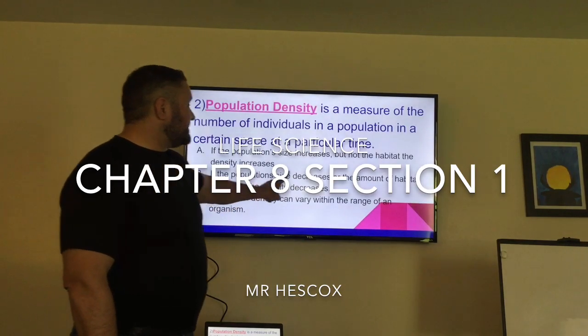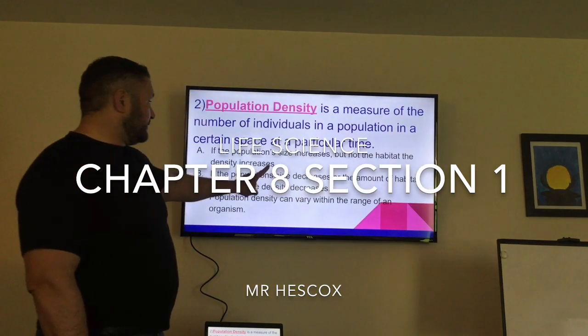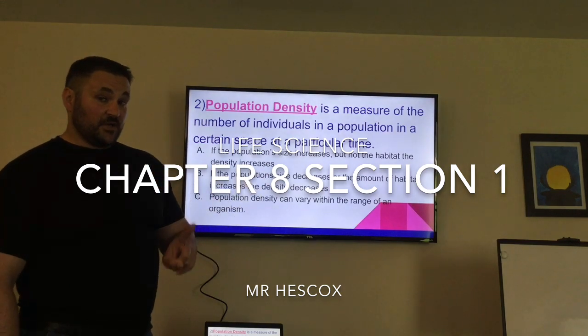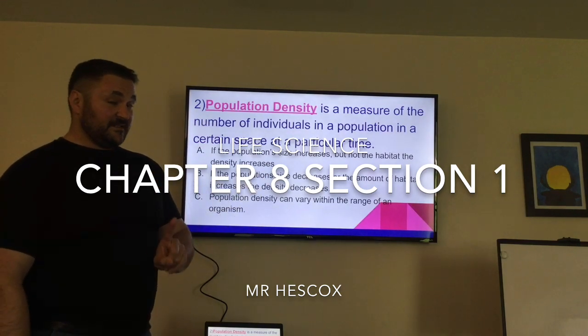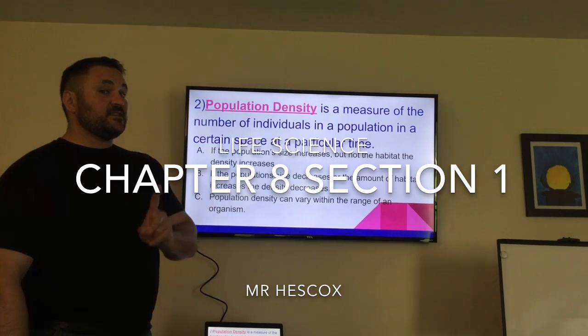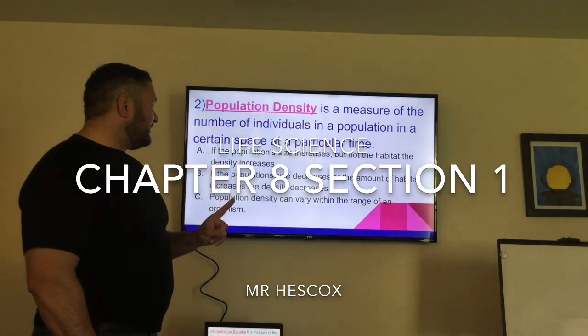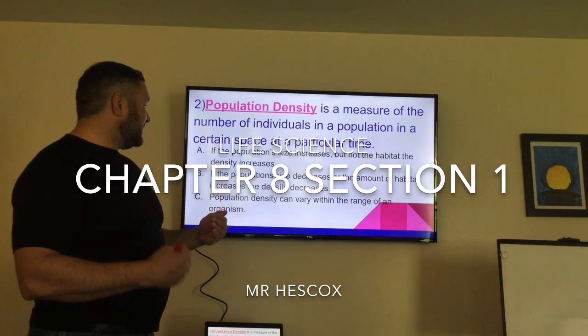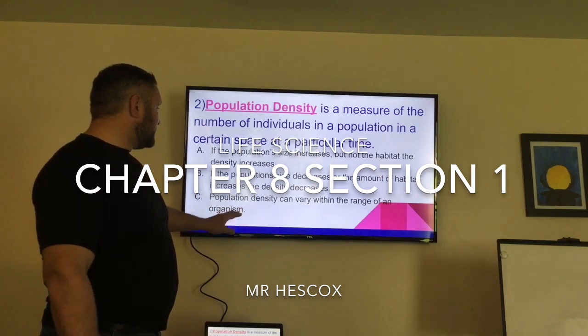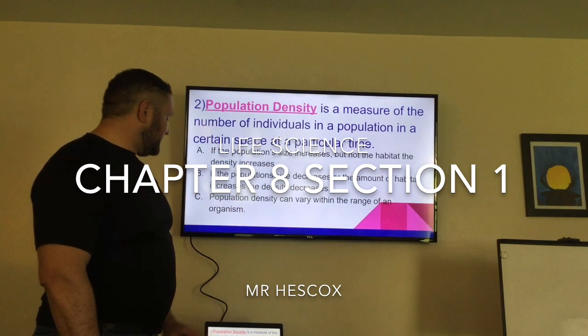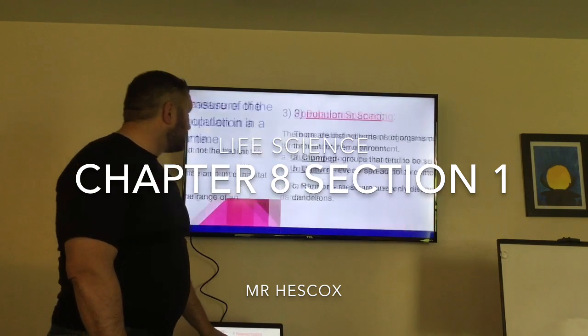If the population size decreases, like say October, November, December, when hunting season happens, when that population decreases, you will have less population density. Or if you actually somehow increase it, population density can vary within the organisms.